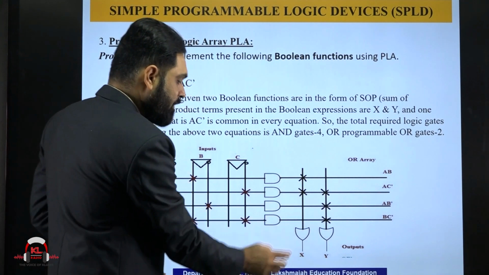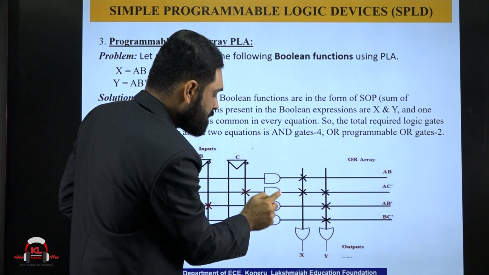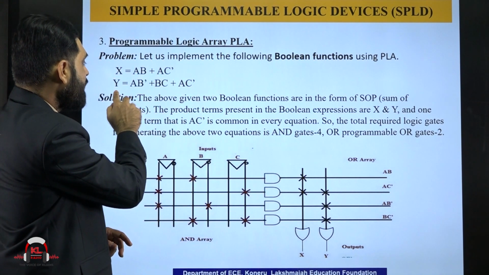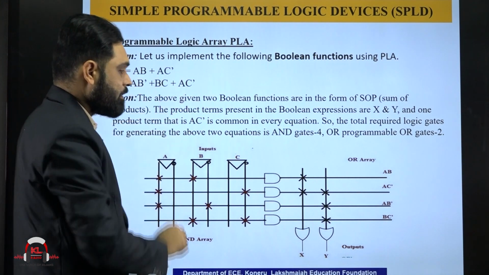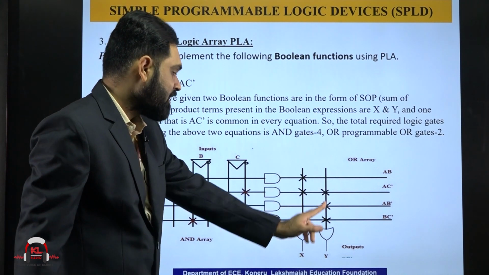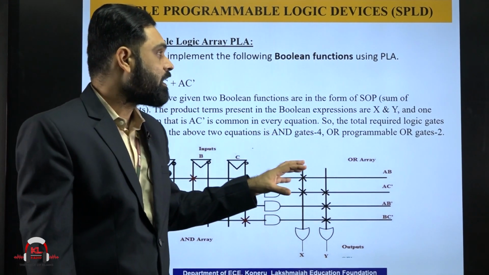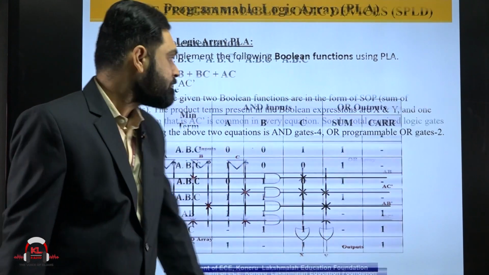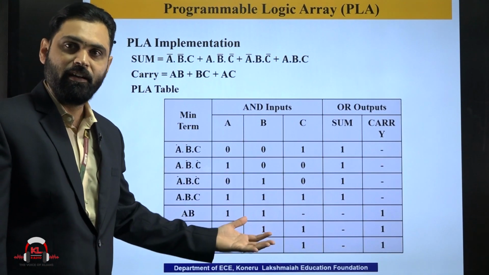Just look, the first OR gate is only connected to AB and AC bar. This is producing AB, this is producing AC bar. So only two connections. But if you look, y has three terms, AB bar plus BC plus AC bar. This is AB bar, this is BC, this is AC bar. These three are connected to this OR gate. So in the programmable logic array, you have the flexibility at the input side as well as at the output side.